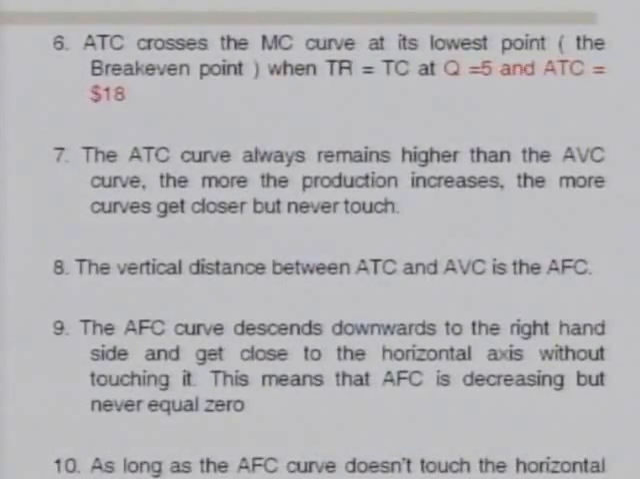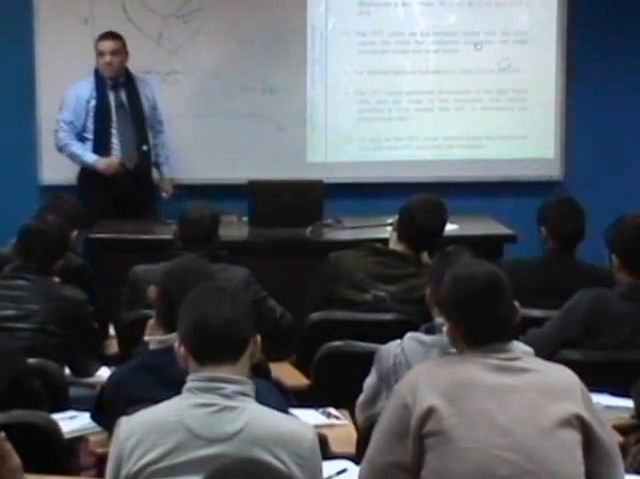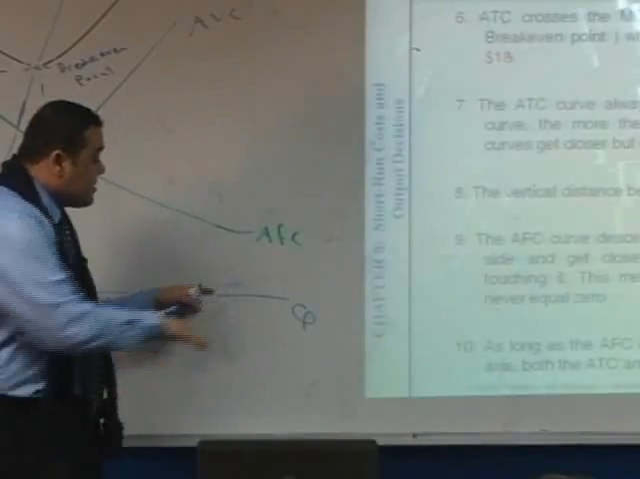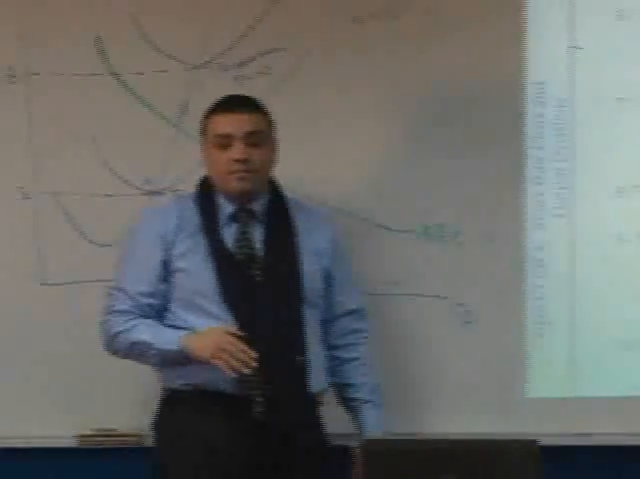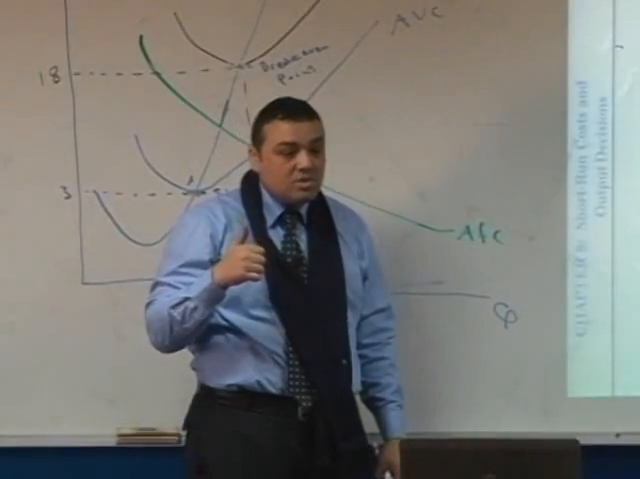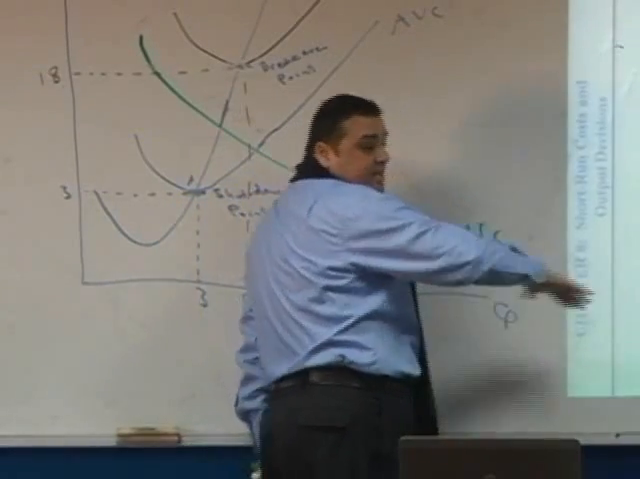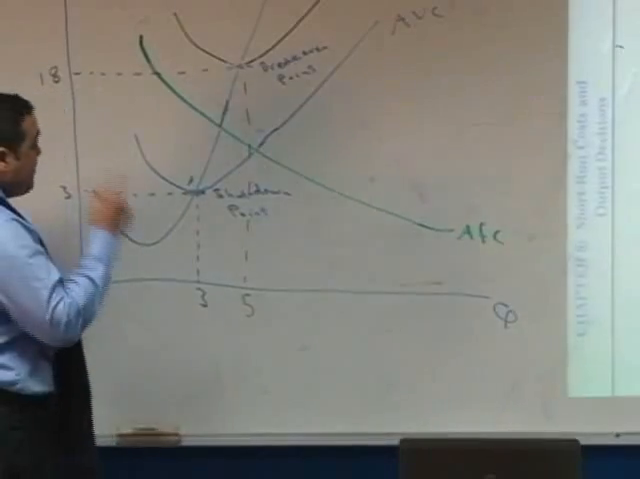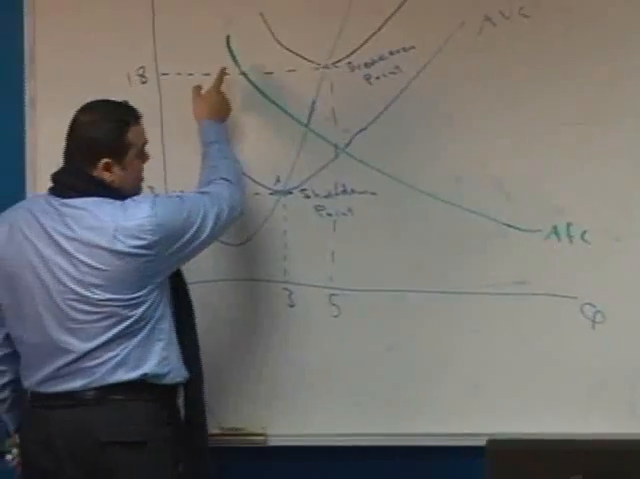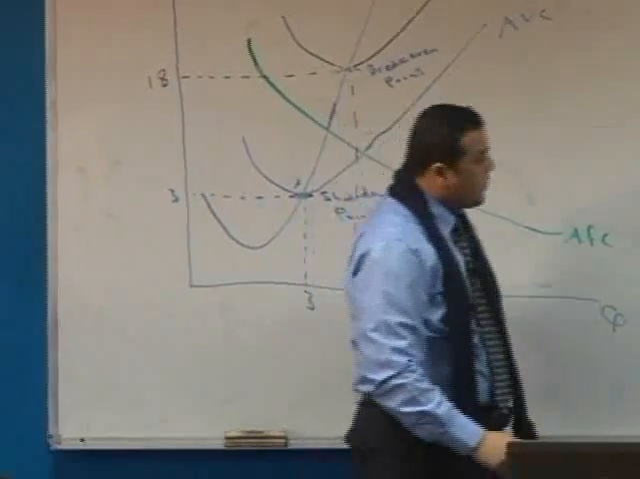What about AFC? As you see, the average fixed cost curve is decreasing, right? But it never reaches 0. It never touches the horizontal line. The average fixed cost never reaches 0, so it never touches the horizontal line. Yes, AFC. Okay.